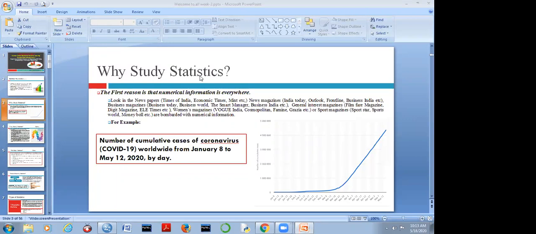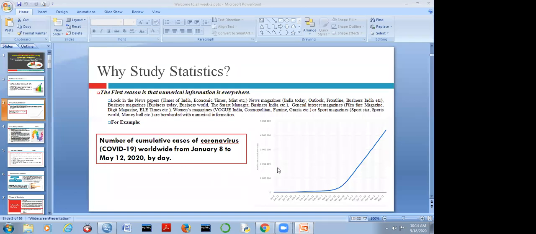Everybody can understand that the statistics subject is everywhere in our course curriculum. I have taken an example for understanding purposes; if you know statistics, you can easily understand the example I have given. What is this example? The number of cumulative cases of coronavirus COVID-19 worldwide from January 8 to May 12, 2020, by day. So this was the information and this was the graph.